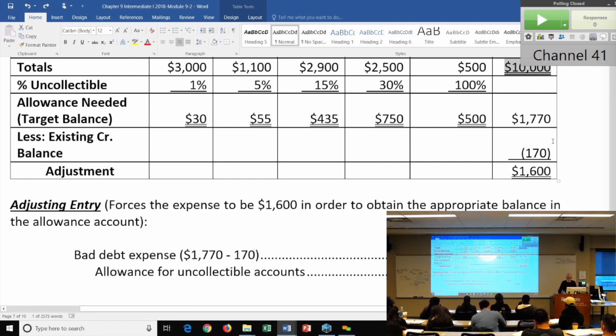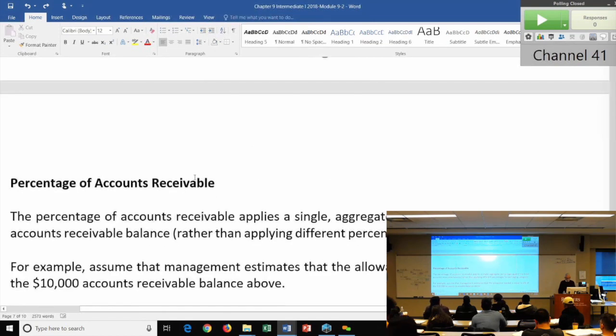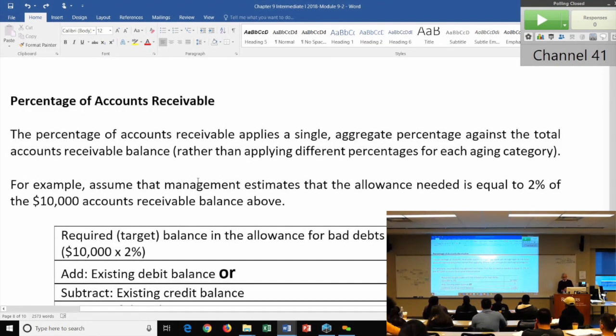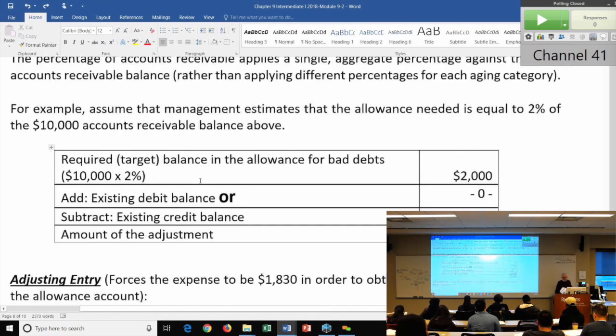All right. Now, just one other point here. I'm going to say a little bit about IFRS. Percentage of receivables is the same notion as the aging. The only difference is that you apply a single percentage against the entire receivable balance. So I would tell you that, for example, this client would estimate bad debts to be 2% of the receivable balance, with a receivable balance of $10,000.